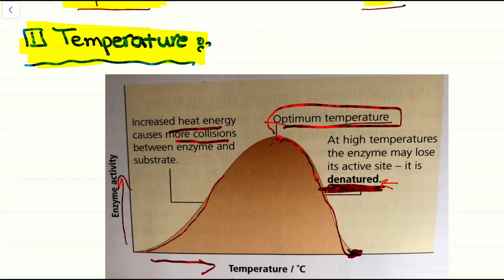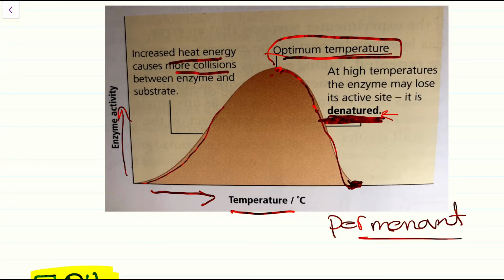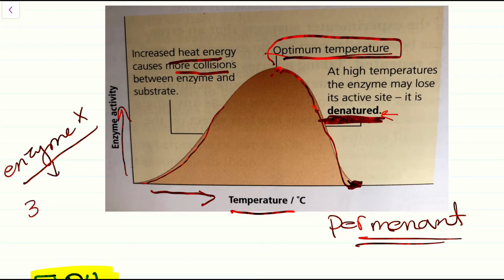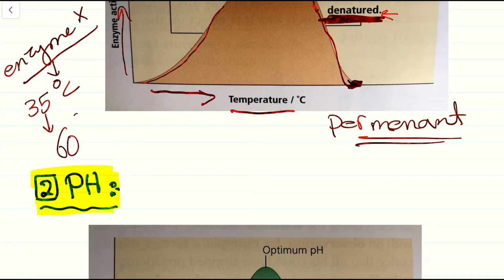In this case, after denaturing the enzyme, because there is deformation of the active site, there is no activity of the enzyme at all. So this effect of the temperature is a permanent effect. For example, if we have this enzyme X, and it works best at 35 degrees, and we increase the temperature to 60, what will happen? By the time, this enzyme will denature and completely stop working.